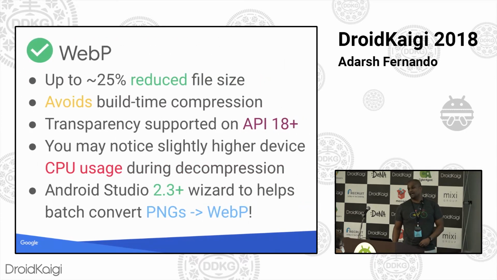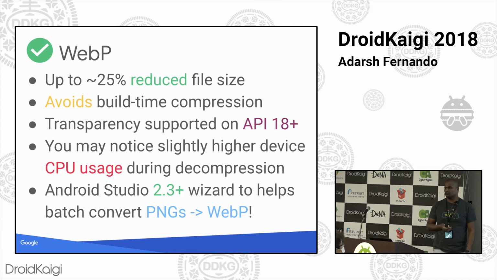So having said all that, what you really should be doing is converting your PNG to WebP files. WebP is a format that is already optimized, and you'll see up to 25% reduced file size, while avoiding build time compression. So you don't have that slowdown at build time. And it still has all the things that you love, which is transparency for API 18 and higher.